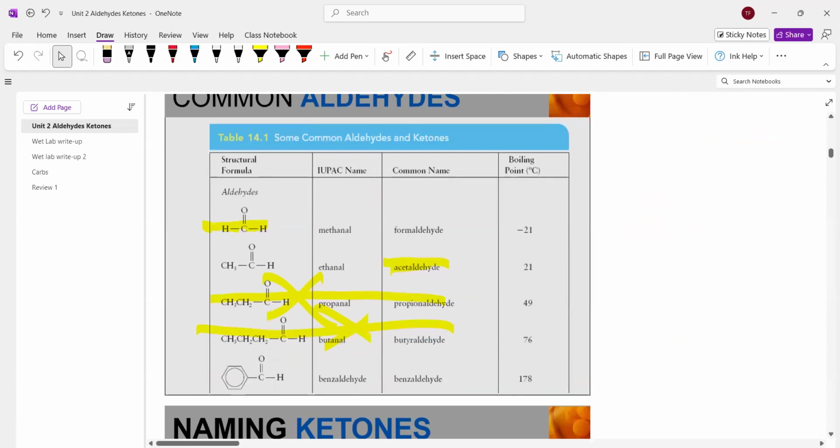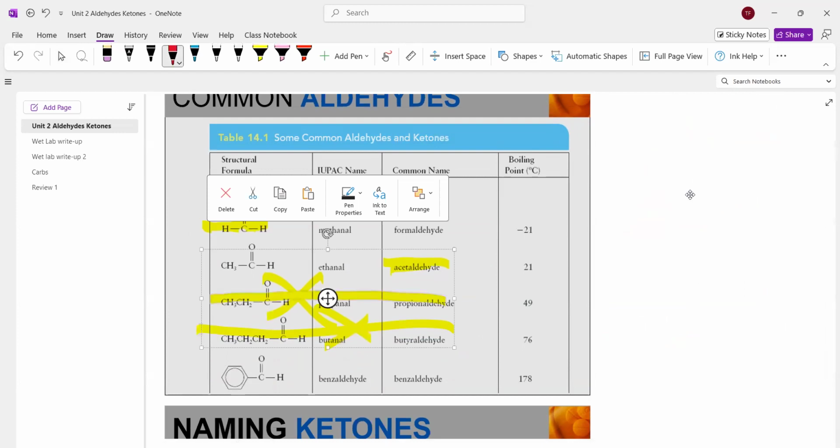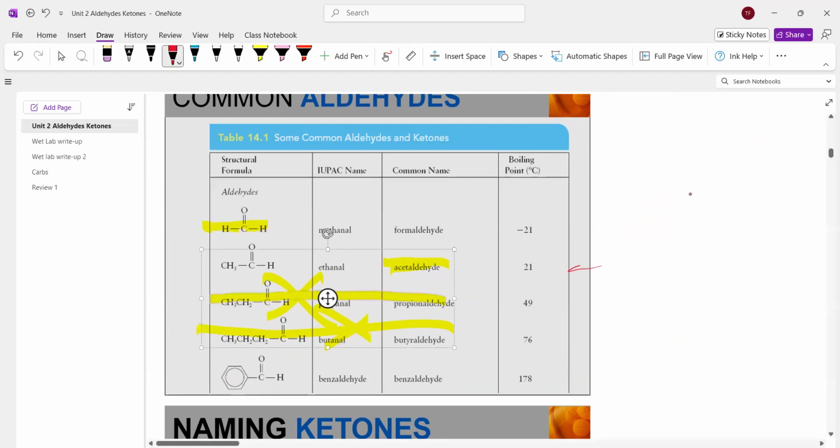These are some common aldehydes, particularly this one here. That's what happens to ethanol in your liver once it's oxidized to ethanal. And then from ethanal, it's oxidized onto acetic acid, which you excrete.